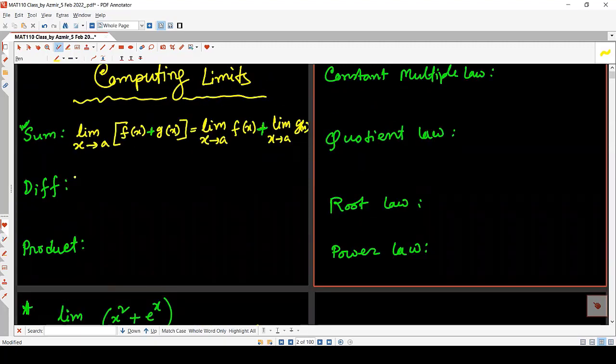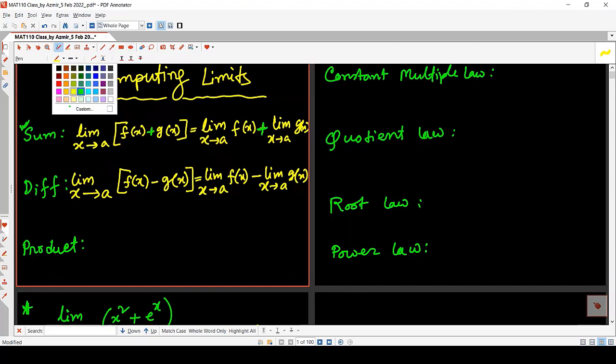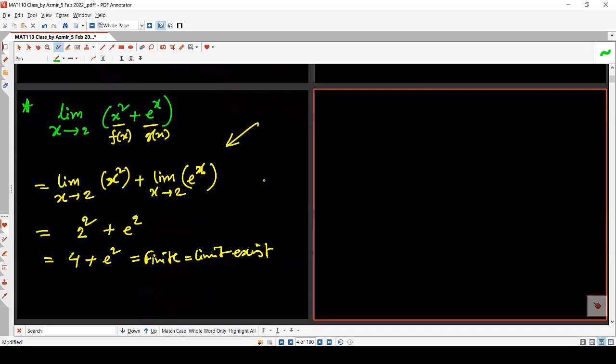Similarly, let's have a look at the difference rule. Limit x tends to a, f of x minus g of x. So what we can write, limit x tends to a, f of x negative limit x tends to a, g of x. That means just like the sum law, we can say that the limit of a difference is the difference of the limits. So let us have one example for this property.